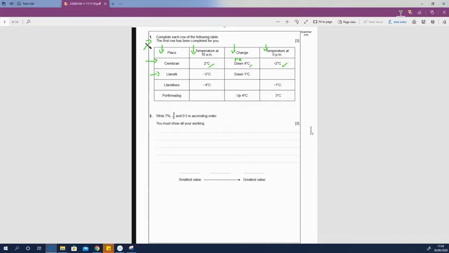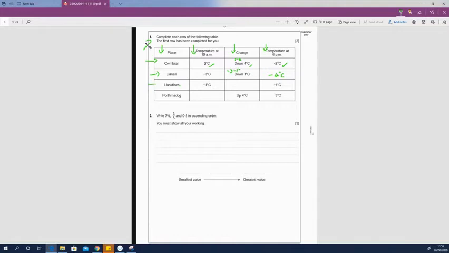Let's have a look at Llanelli. Llanelli started at minus 3. It then went down 1 degree, and so it would end up at minus 4. So minus 3 minus 1 is minus 4 degrees C.